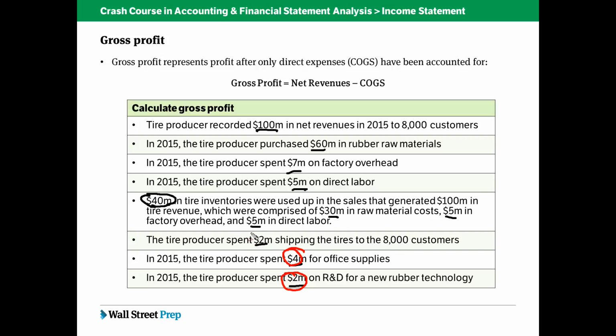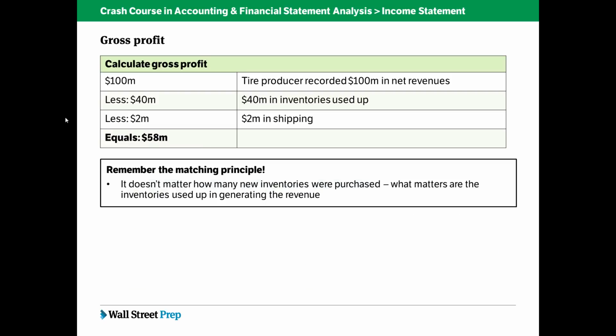So let's go to the next slide, and we exactly see that the $40 million in inventories that were used up, that's what's counting, and the $2 million in shipping is what's counting. And you add that up together, and you have 42. You subtract 100 million minus 42, and you get this 58 million as your total cost. And that's all about the matching principle.